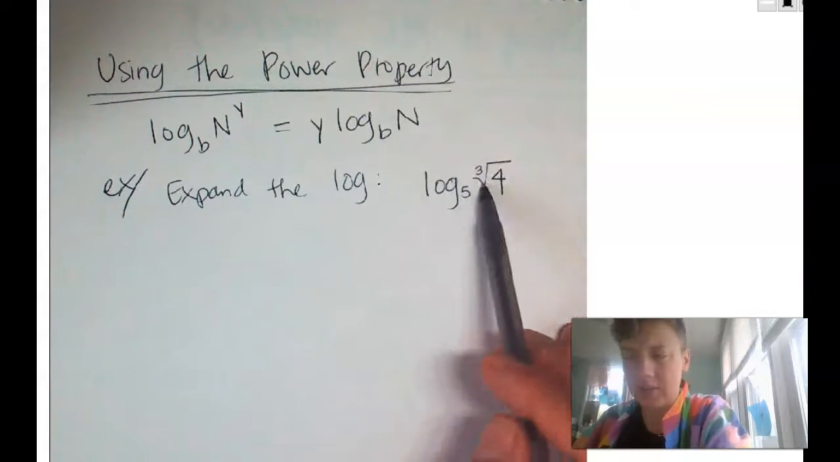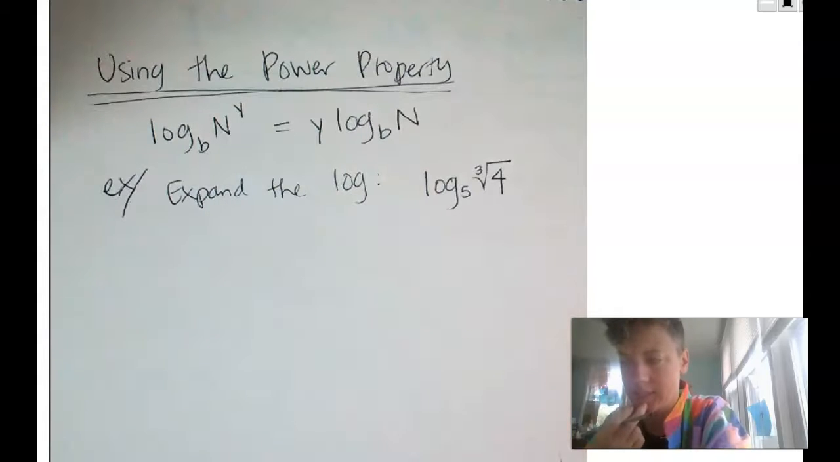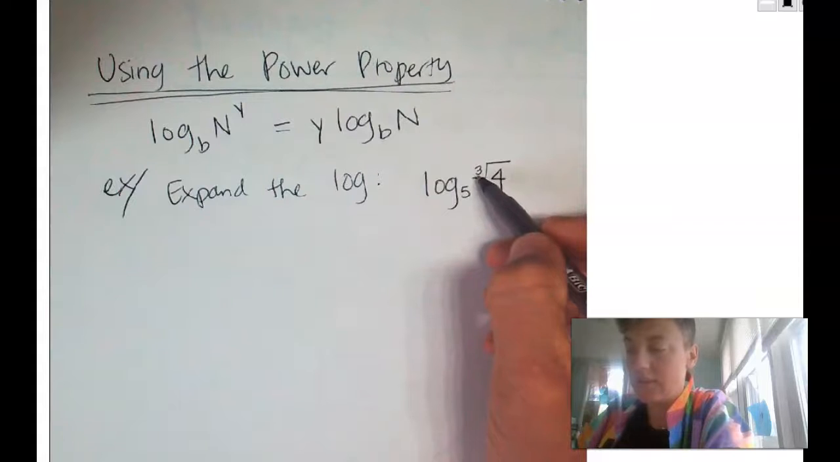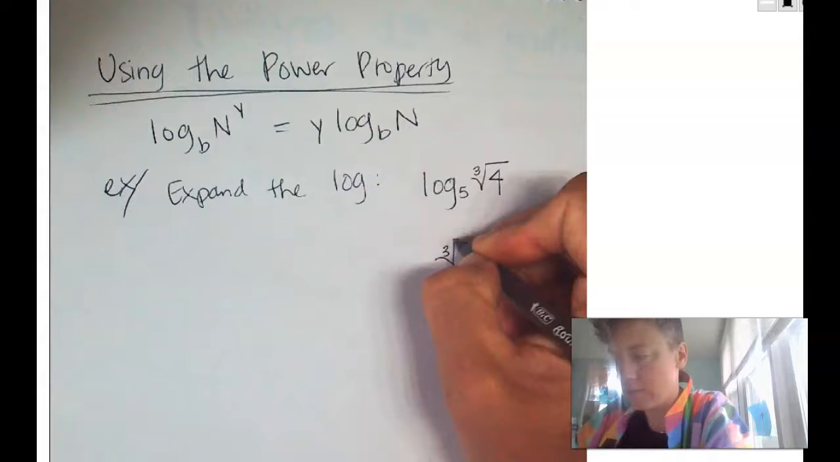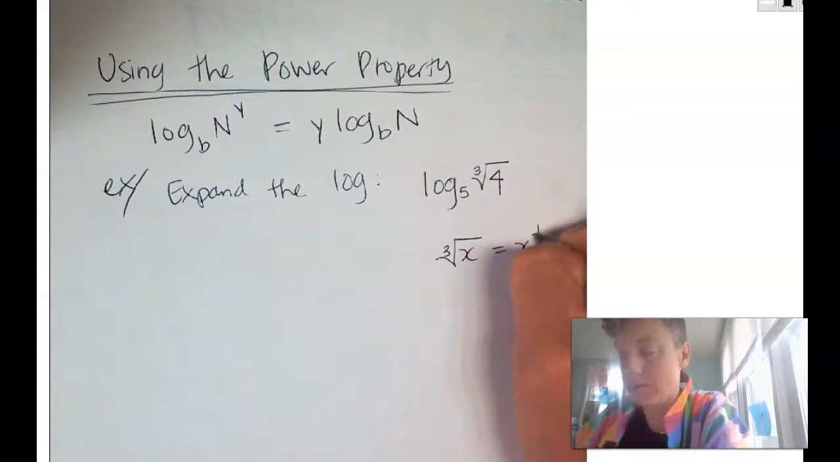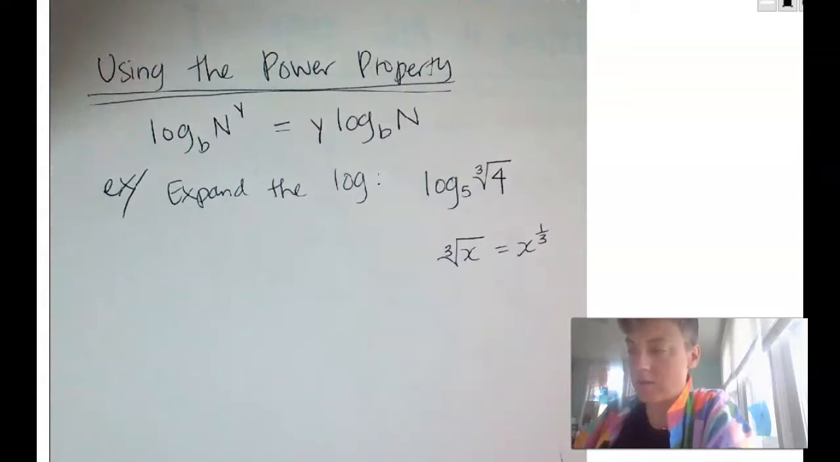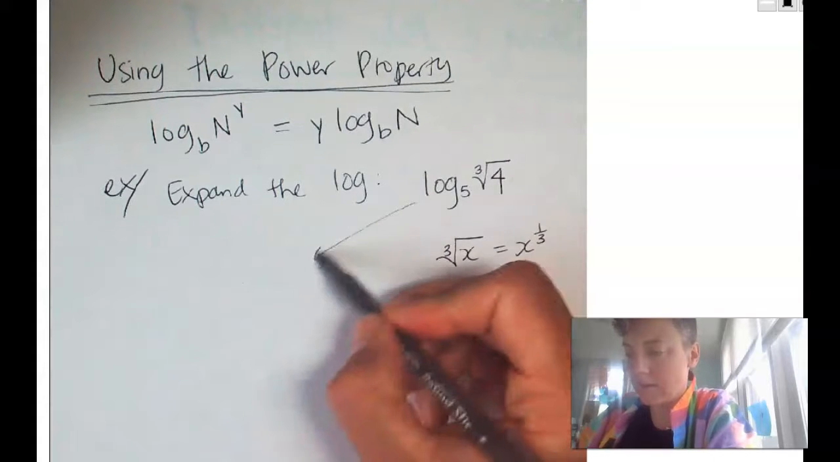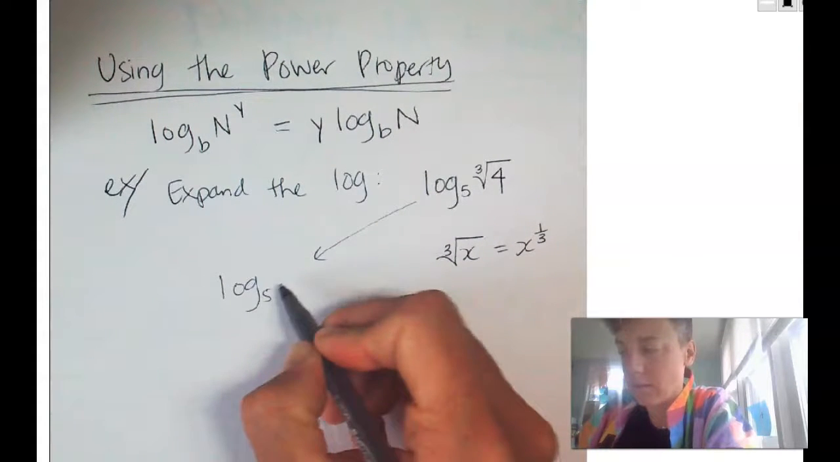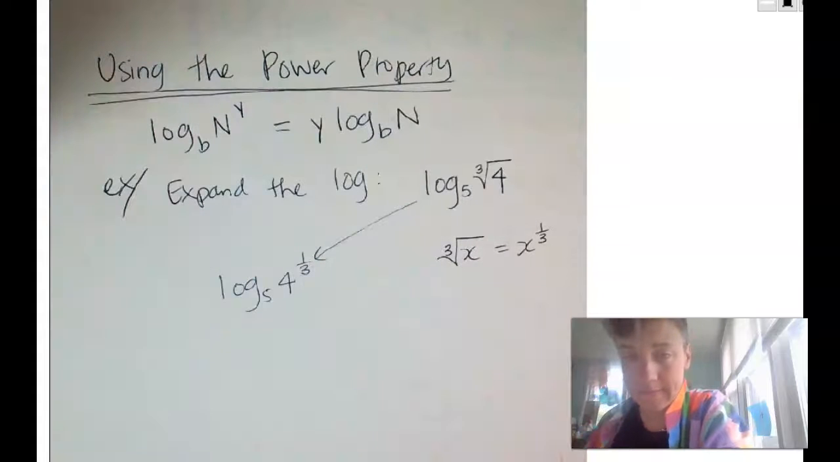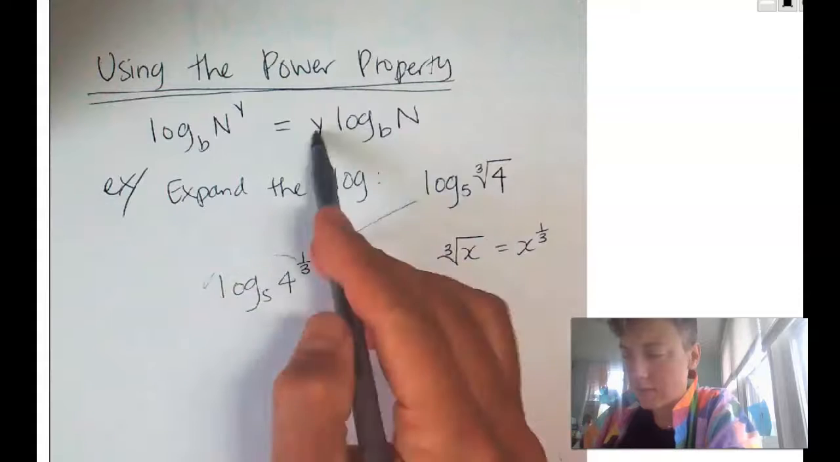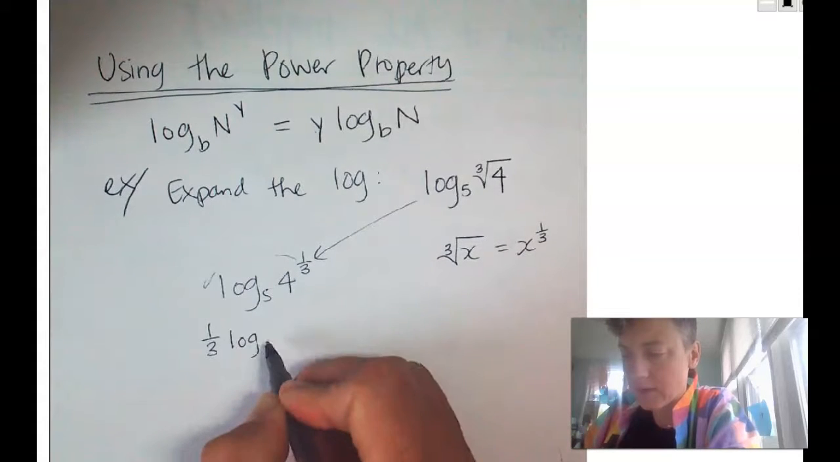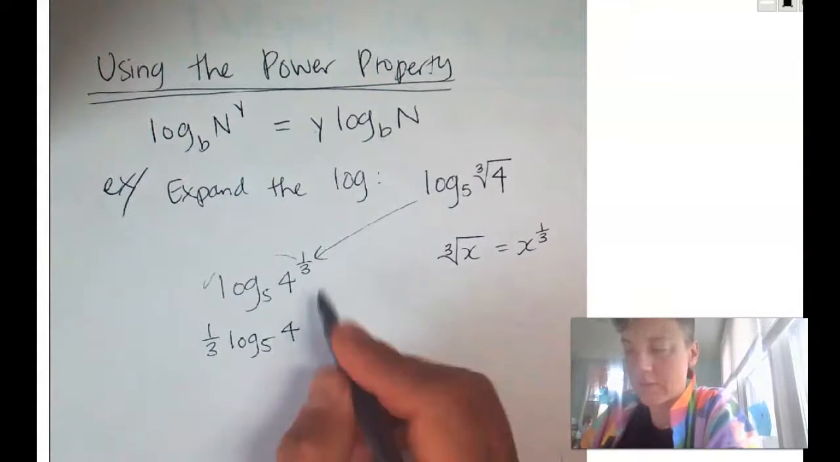Well, this doesn't have an exponent. There's no power here. But there is. The cube root is the same as the 1/3 power. Let me write that out. The cube root is the same as the 1/3 power. So this can be written as log base 5 of 4 to the 1/3. And that 1/3 can go in front, like this. So 1/3 log base 5 of 4 is our final answer.